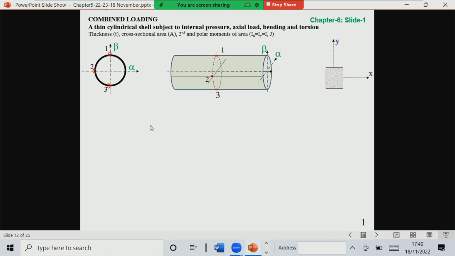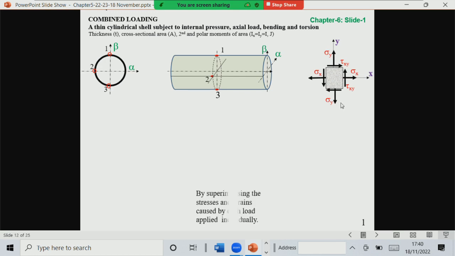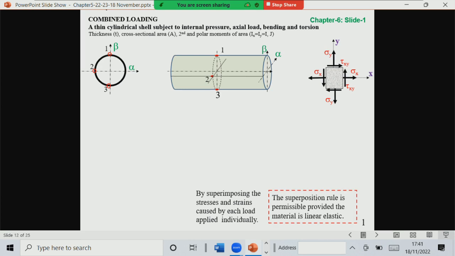As I said, based on what you learned in chapter 1, each of these elements, if it's a very small flat area, is at most subject to three stress values, two normal and one shear. As you can see, shear stress is complementary. The material has linear elastic behavior. So we find the stresses when each of those loads is applied individually and then we superimpose them. Because in reality, for engineering structures, it's very rare we have only one type of load applied to a structure. We always have a combination of loads applied. So we can use the superposition rule if the material has linear elastic behavior. So we are after three stress components at each point.